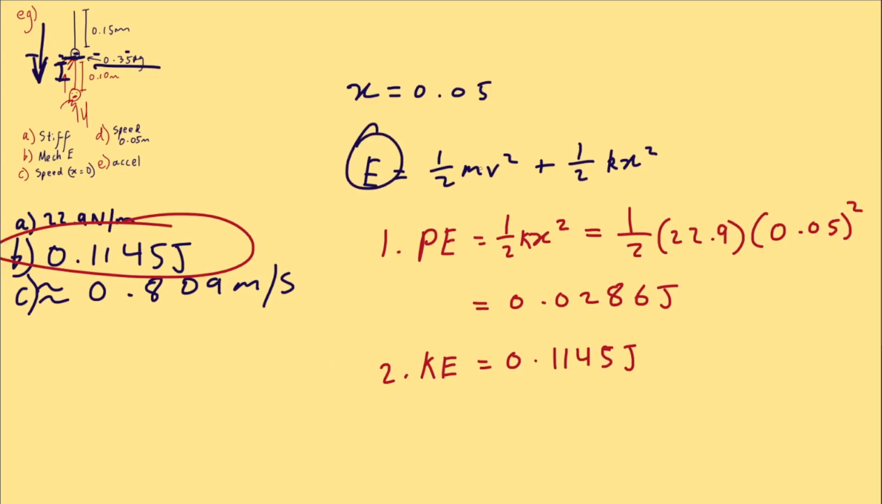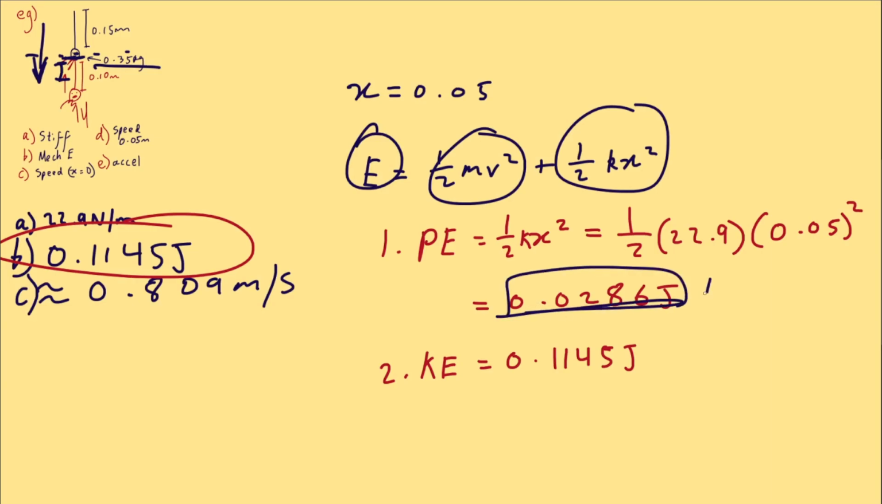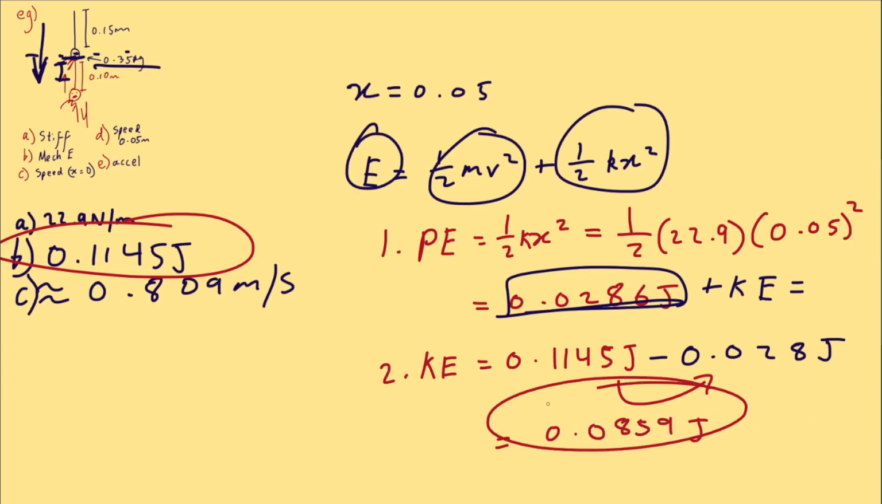Now, the total mechanical energy is a combination of kinetic and potential energy. It's the sum of the two, which means that the total energy at this point would be this potential energy value we found, plus whatever value of kinetic energy that makes it equal to this value, which was the total mechanical energy in the system, which is always constant. So we can subtract 0.028 from this value. This is the total energy minus the potential energy, because all that's left over would be kinetic energy. This is 0.0859 joules. That's the kinetic energy in the system. That's potential energy at this point.